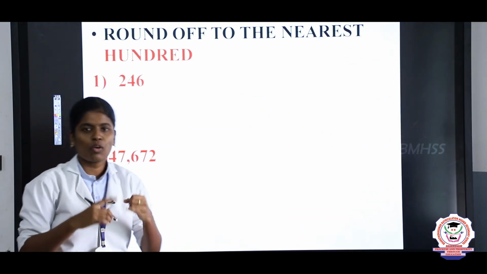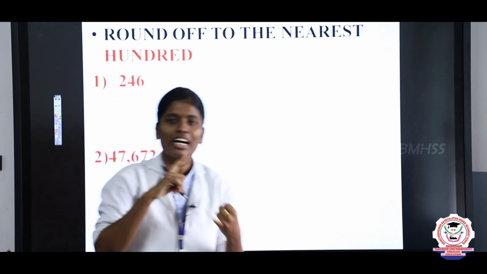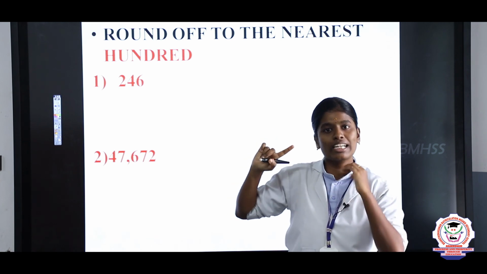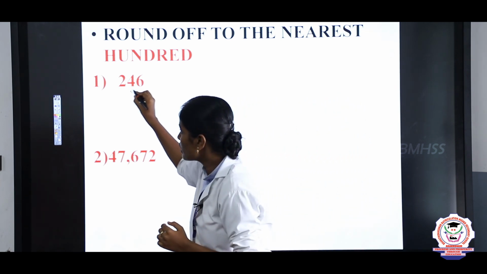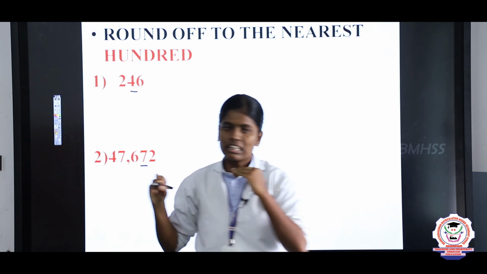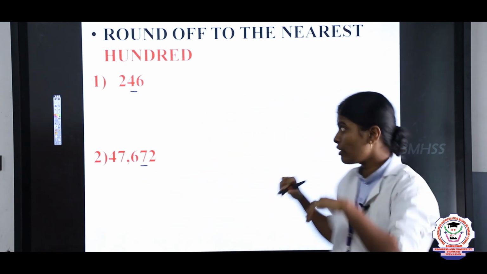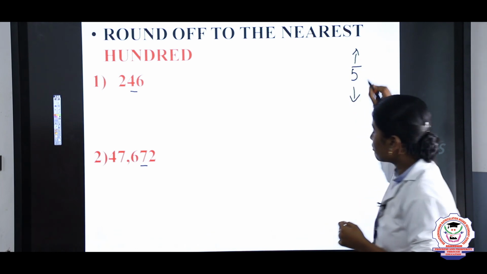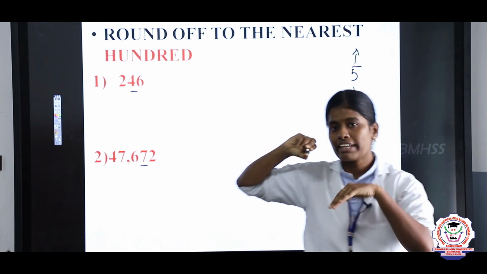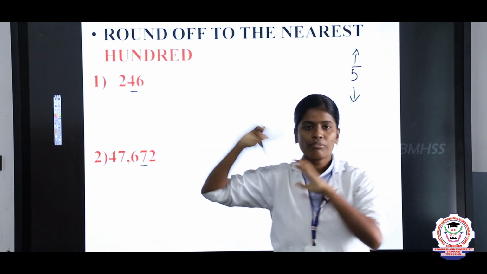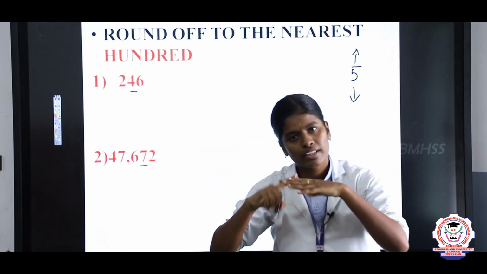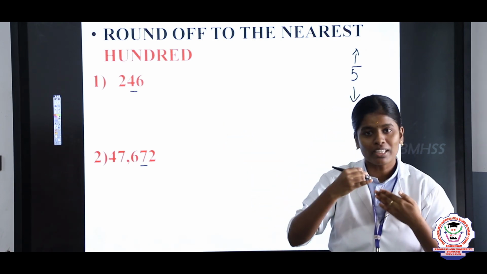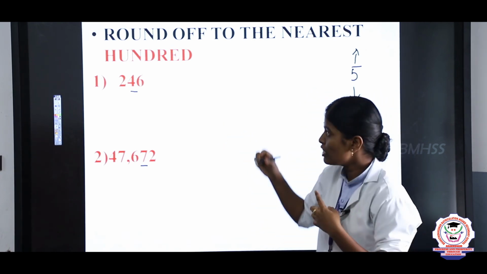Our next topic is rounding the number to the nearest 100. In this sum you check the tens place value. In this tens place value, is it a 5-before number or a 5-after number? Tell me, Krish, 5 before or 5 after? Yeah, very good, my dear. This is a 5-before number.